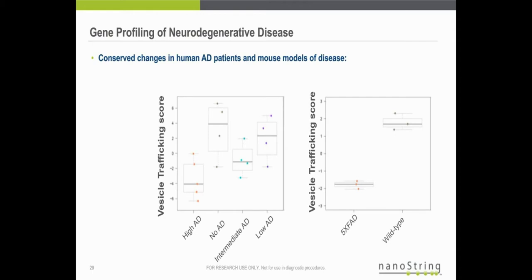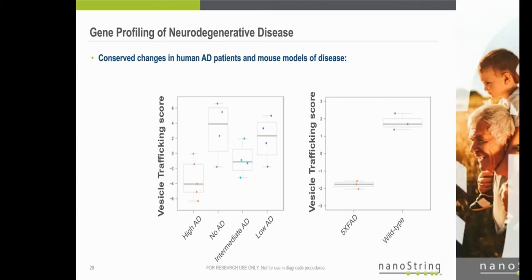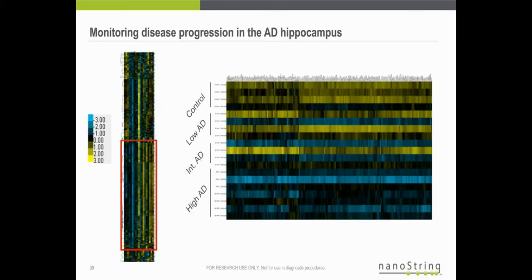Looking more closely at data generated from the human samples, here you can see a heat map of the entire 770 gene set on the left and a blow-up of the outlined area to the right. And if you look at the order of the samples and the corresponding gene expression, you can see that this particular subset of genes undergoes a progressive decrease in expression that corresponds to increased disease severity, with controls at the top working down through low and intermediate AD cases to high AD cases. And these were classified using the ABC criteria.